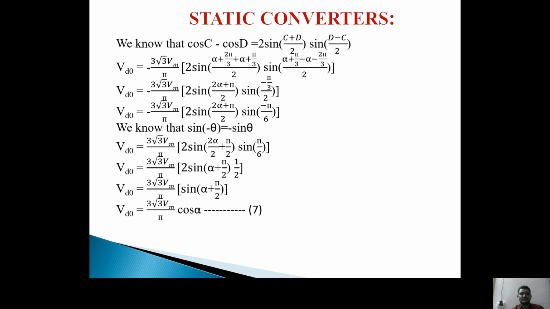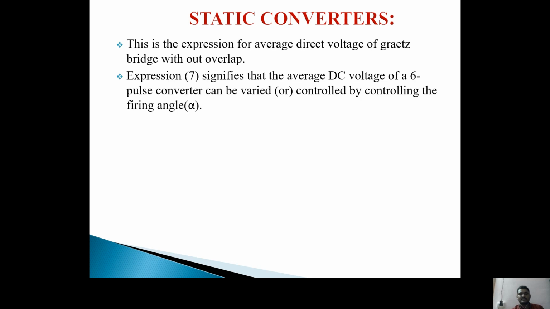So that is Vd0 is equal to 3 root 3 Vm by pi into sine of alpha plus pi by 2. You know that sine of alpha plus pi by 2 is equal to cos alpha. So substitute that here, that is Vd0 is equal to 3 root 3 Vm by pi into cos alpha. Treat this as the seventh equation, and this is the final equation for the without overlap condition for the 6 pulse converter. This is the expression for the average direct voltage of the Graetz bridge without overlap. So expression 7 signifies that the average DC voltage of a 6 pulse converter can be varied or controlled by controlling the firing angle alpha.